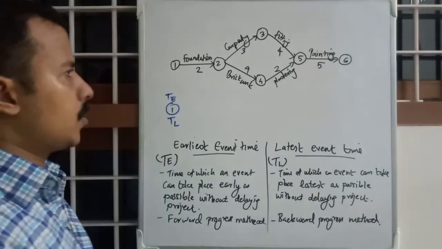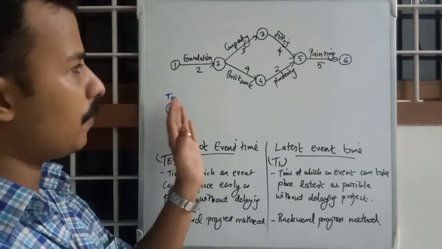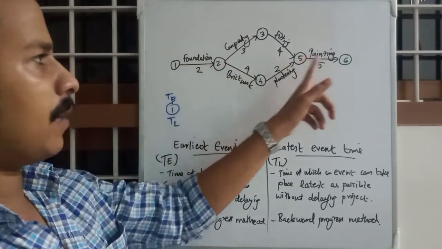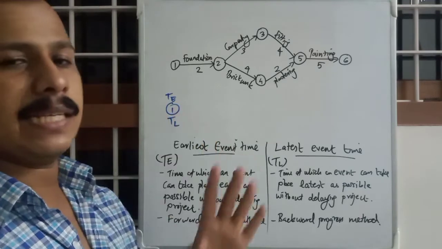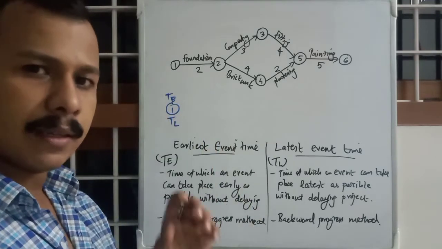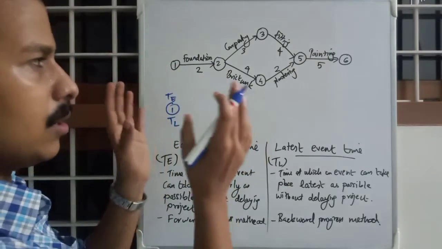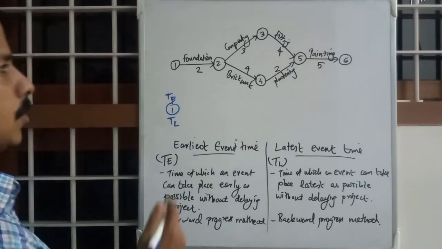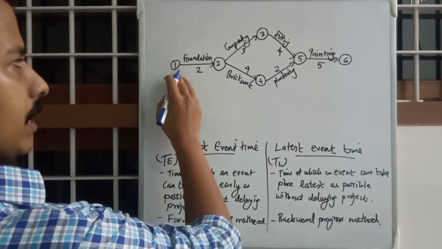Okay, so we will start calculating TE and TL of each and every event, that is 1, 2, 3, 4, 5, 6. So you need to calculate 6 values of TE and 6 values of TL. Consider this the simplest one; after doing the simplest one, you can do a complex one. First and foremost, we will start from the first event.